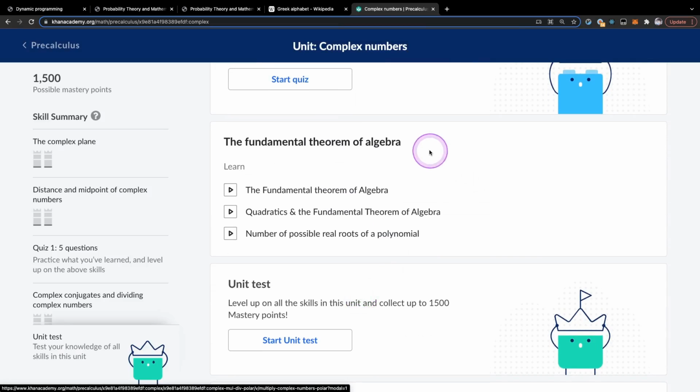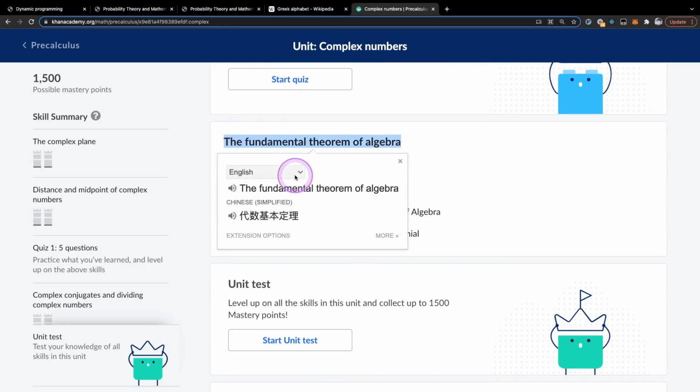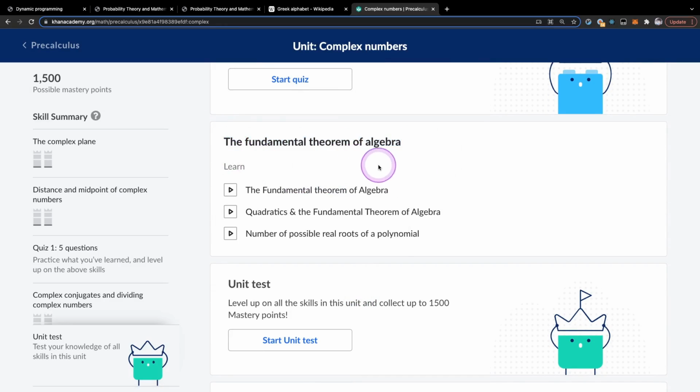The last one that we're going to go through is the fundamental theorem of algebra. So first one, let's get into it. The fundamental theorem of algebra. I'll write it out.